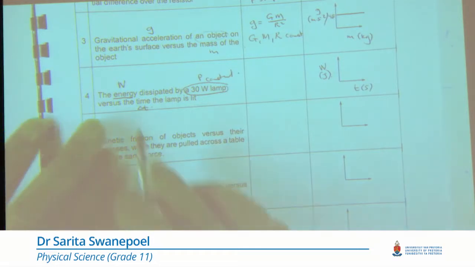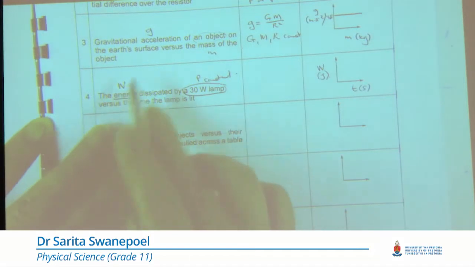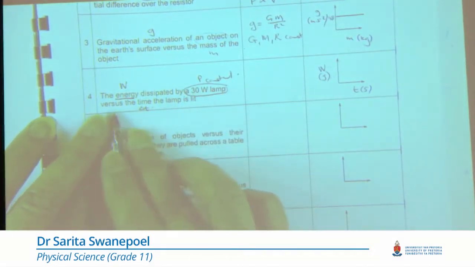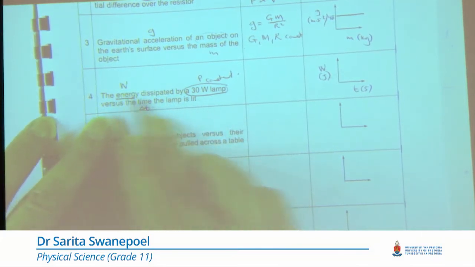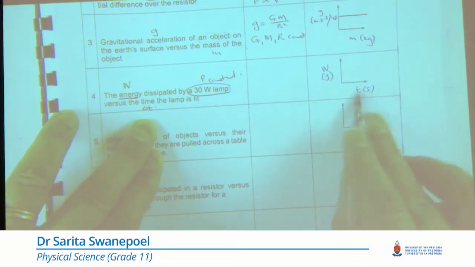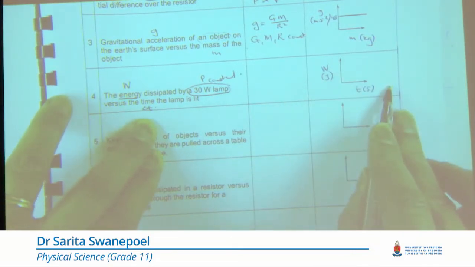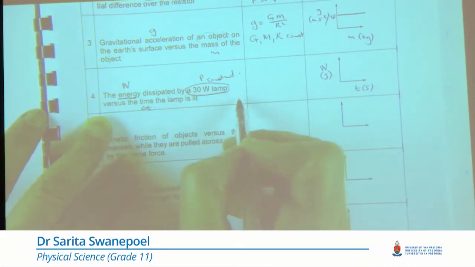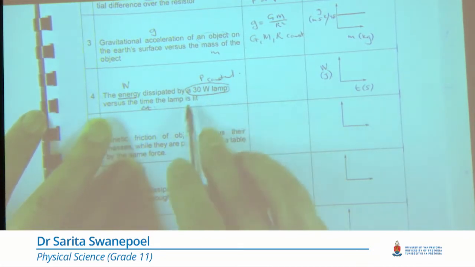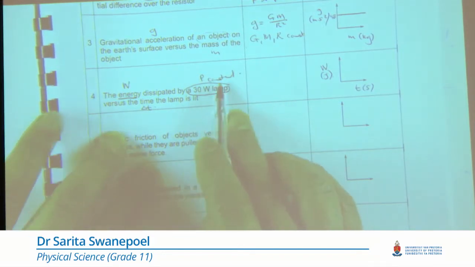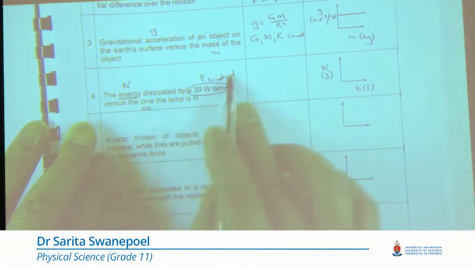Right, let's look at number 4. They ask you to draw a sketch graph of energy dissipated by a 30-watt lamp versus the time. So we have to have energy on the y-axis, and time on the x-axis. And the moment they tell you a 30-watt lamp, the power is fixed. That power is fixed. So now give me an equation with all of those.